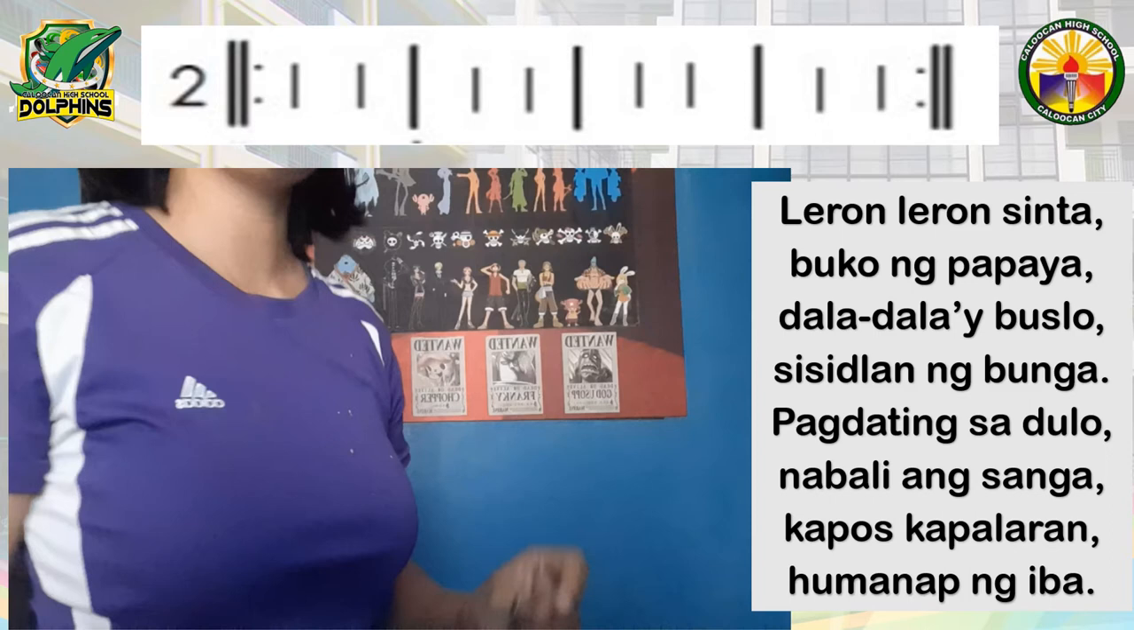As you can see on your monitor or screen, Leron Leron Sinta is in 2/4 time signature. Therefore, it has 2 beats per measure. So, in this activity, I will clap, then you will join me while I clap the rhythmic pattern of Leron Leron Sinta. I will slow down per line. Open your camera so that I can see those students participating in this online activity.